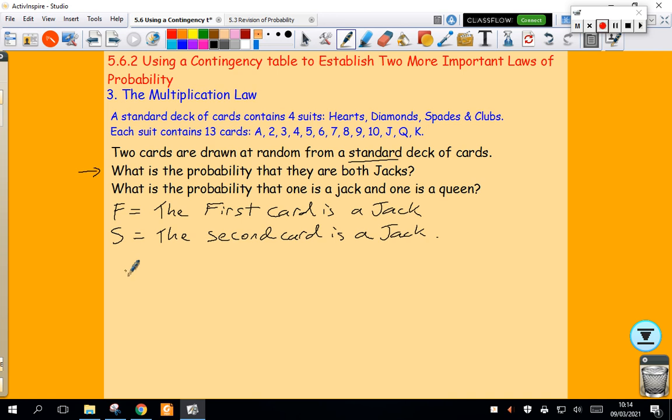So we're saying, what is the probability of F and S? Again, F represents the first card is a jack, and S represents the second card is a jack. What's the probability the first card is a jack and the second card is a jack? If I think about my multiplication rule, that's the probability that the first card is a jack multiplied by the probability that the second card is a jack, given that the first card is a jack.